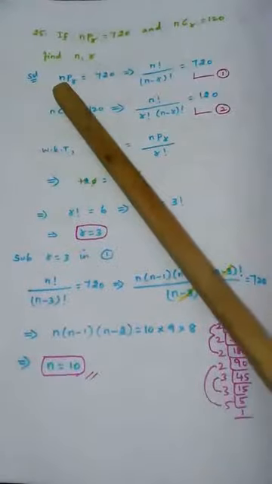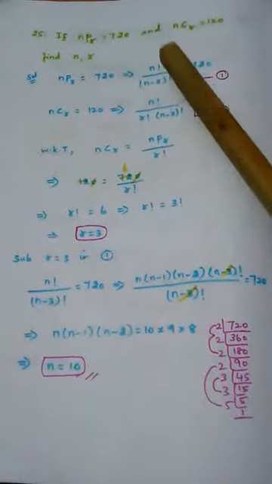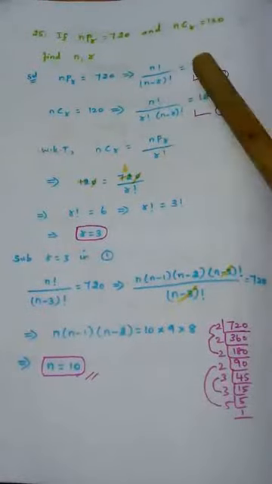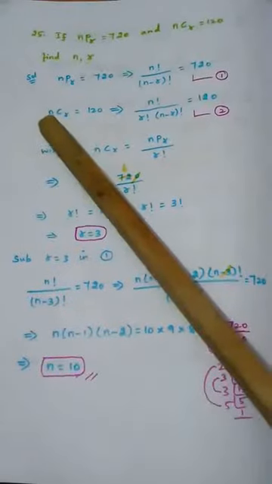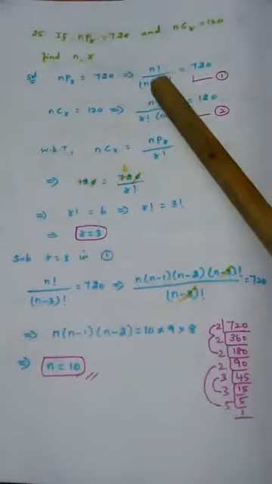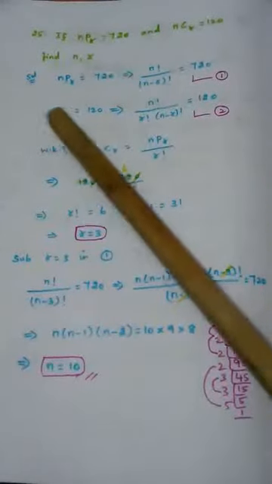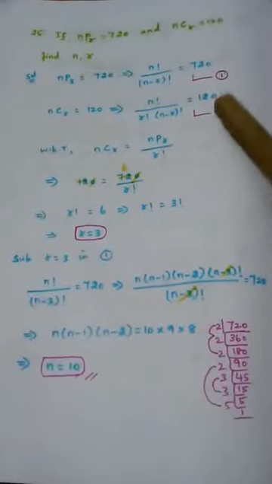First we are taking what is given. nPr is 720. What is the nPr formula? We write n factorial by n minus r factorial equal to 720. This is taken as equation number 1. Next, nCr is 120. We know the formula for nCr is n factorial by r factorial into n minus r factorial, equal to 120. This is taken as the second equation.